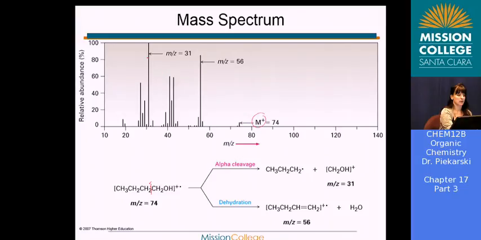We see a peak at 31, right? And so we see a huge mass loss that's equal to the molecular weight of this fragment here. And then we get the molecular weight of what's left over of the charged fragments. Okay? So just make sure you're practicing that.